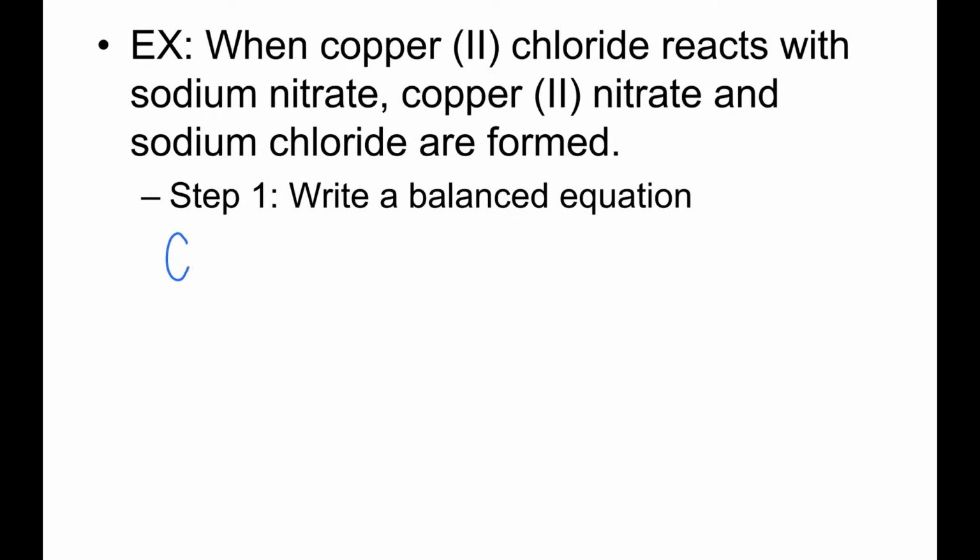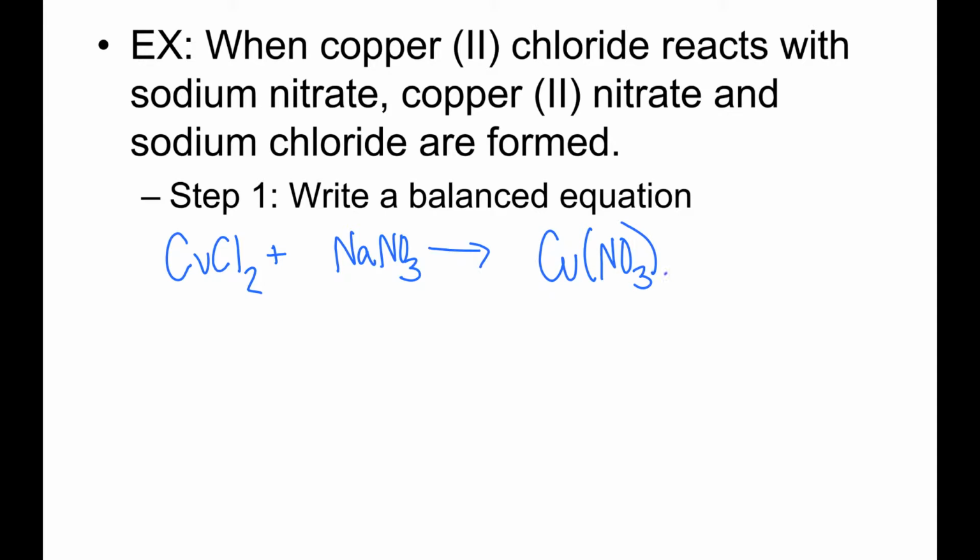So copper 2 chloride is CuCl2, because the 2 crisscrosses down to be the chlorine's charge, plus sodium nitrate, which is NaNO3. Sodium has a +1 charge and nitrate has a -1 charge, so they cancel out. These make copper 2 nitrate, so CuNO3, plus sodium chloride, NaCl.